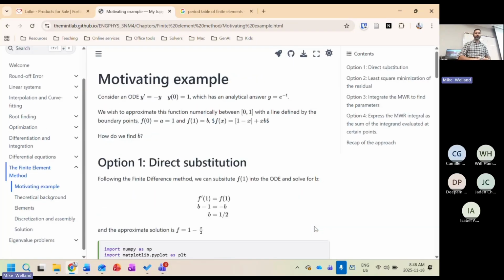All right, motivating example. We have our good old population growth.